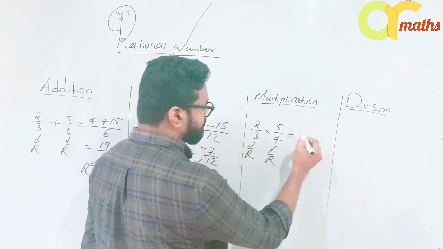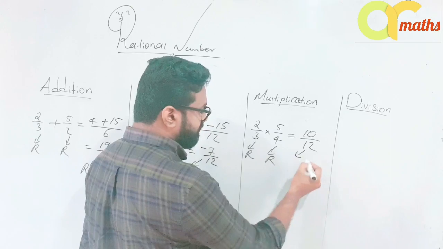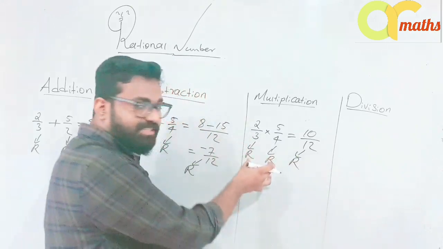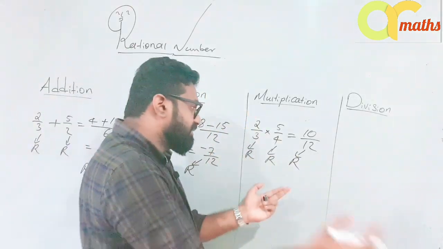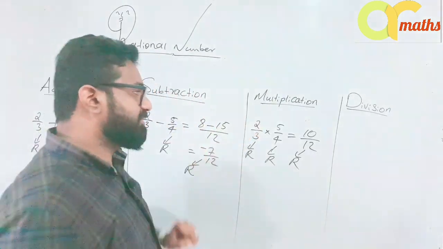2 into 5, that is 10, divided by 3 into 4, 12. So this is also a rational number. Here the input is a rational number and its output is also a rational number. Therefore, rational numbers are closed under multiplication.